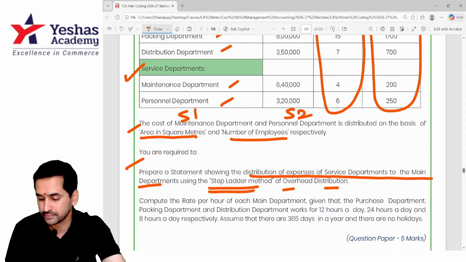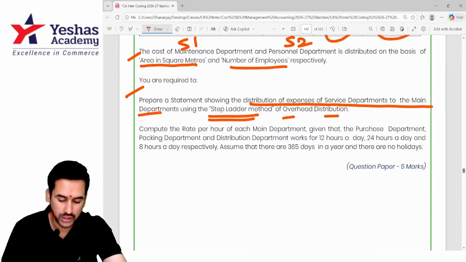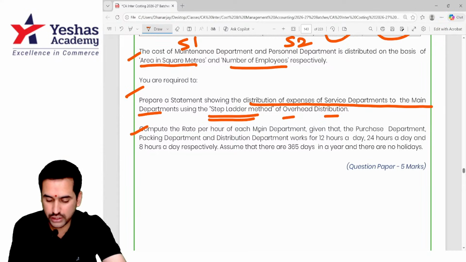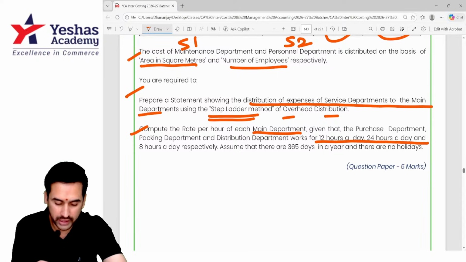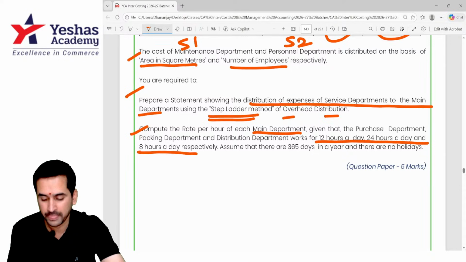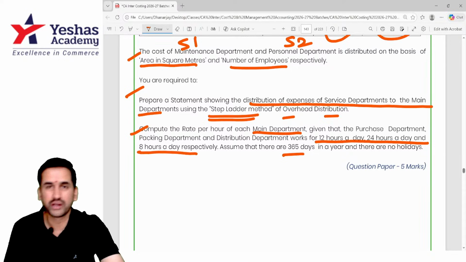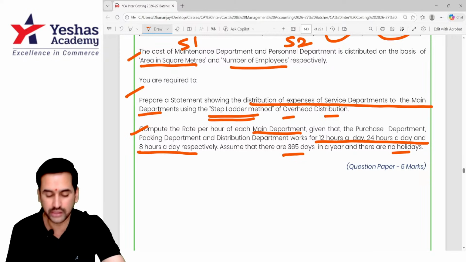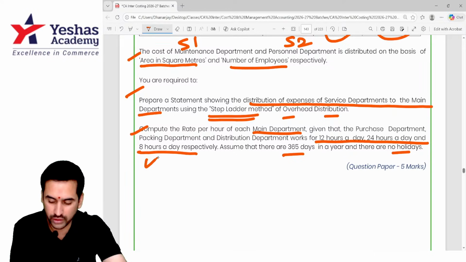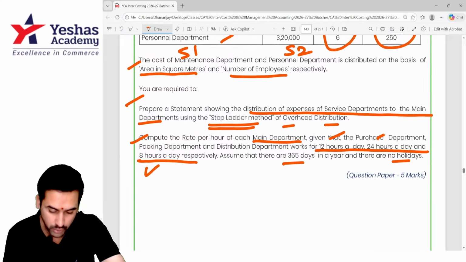Compute rate per hour for each main department, given that purchase department, packing department and distribution department work for 12 hours a day, 24 hours a day and 8 hours a day respectively. Assume there are 365 days, no holidays. Okay sir, 365 days into 8, if you do, you will get total time. That's the denominator, 8 for 1, 12 and 24. What is more important?